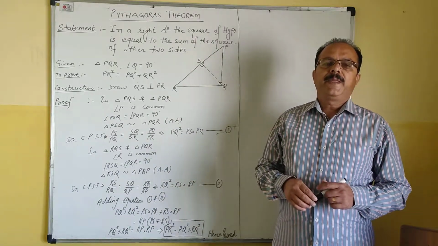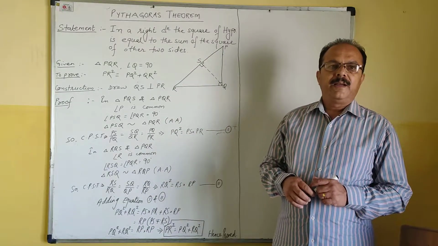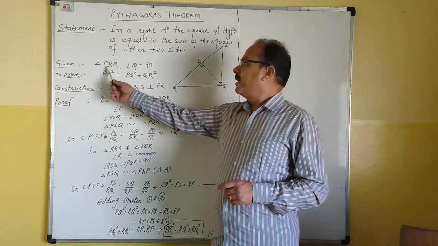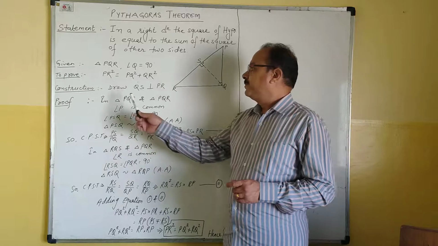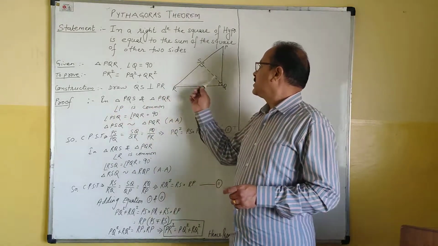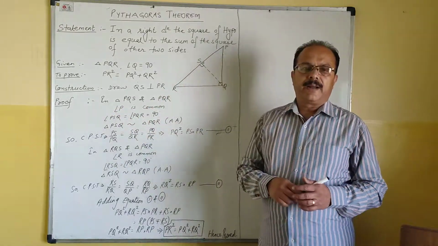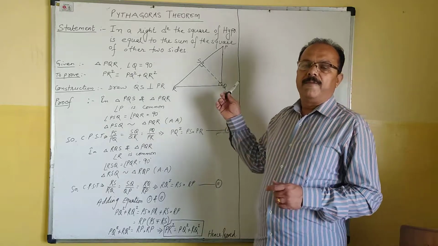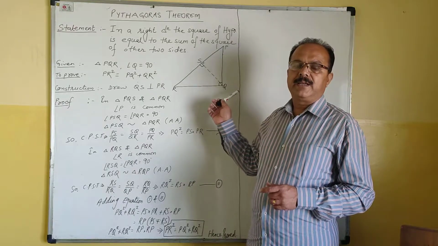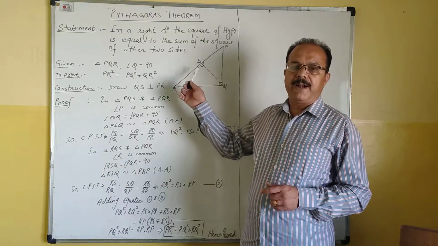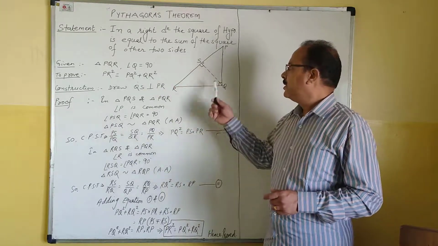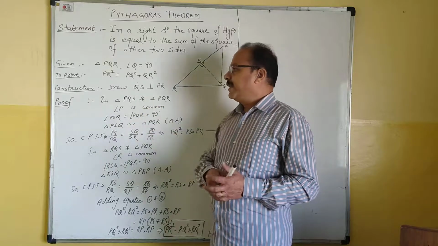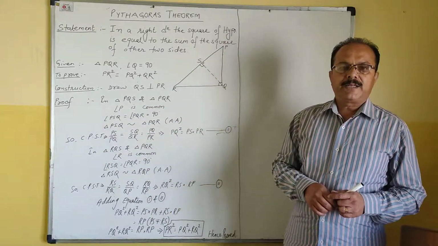And what is given? A right angle triangle is given to you: triangle PQR, where angle Q is equal to 90 degrees. Now draw QS perpendicular to PR. You have to draw a perpendicular from the right angle vertex to the hypotenuse. In this way you will get the construction. Now let us start the proof.